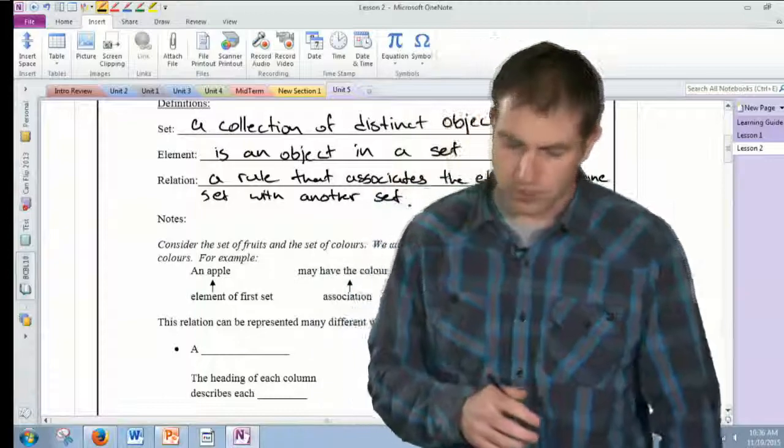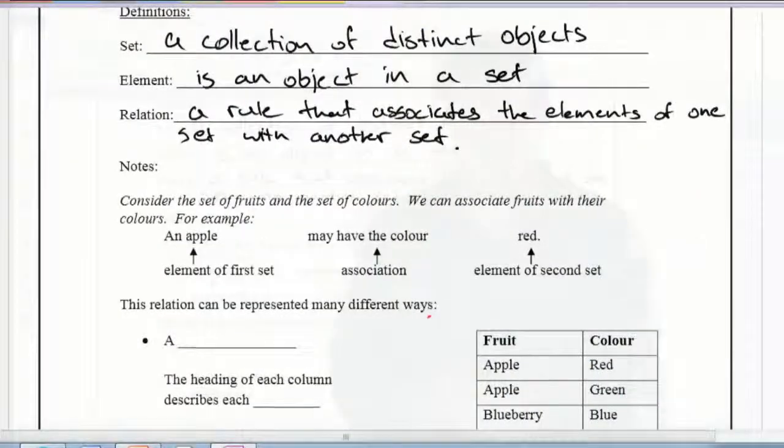Consider the set of fruits and the set of colors. So we're going to look at fruits and colors. We can associate fruits with their colors. For example, apples may have the color red. Apples can also be green, shades of red, pink, I don't know. They could be lots of different colors, but they may be red. So we can represent relations in different ways, and I think we look at 3 different ways. The first way we're going to represent a relation. Remember, a relation is a rule that associates the elements of one set with another. So in this case, our relation is may have the color.